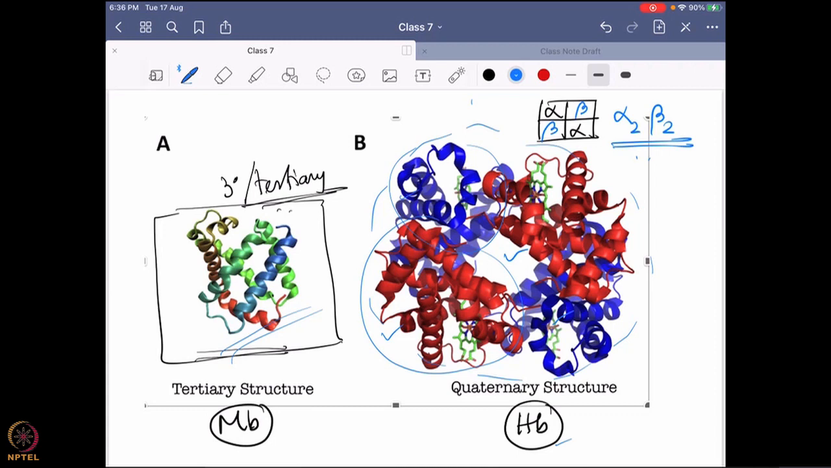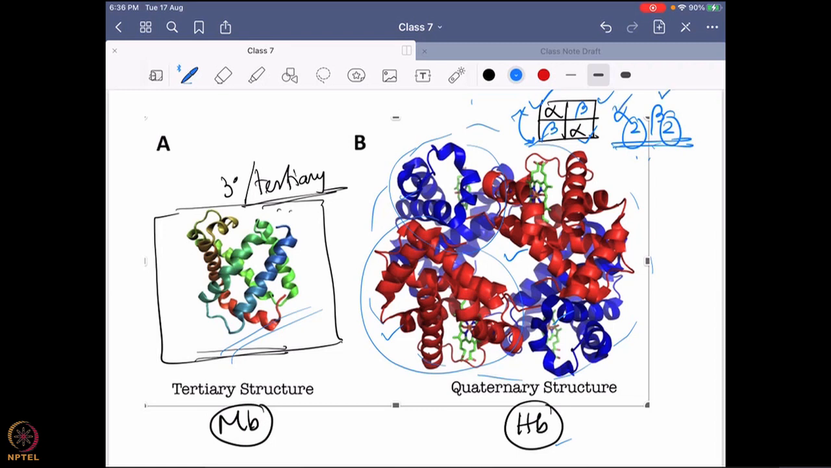Okay. So two of them are alpha subunits, two of them are beta subunits. Their sequence, their overall numbers of alpha helices and beta sheets, their orientation, their overall tertiary interactions are different for each alpha with respect to a beta. The alphas are the same, the betas are the same, but between alpha and beta, they are not the same. So when we say alpha 2 beta 2, it should be read this way: there are four units, 2 plus 2, and two of them are alpha, two of them are beta.